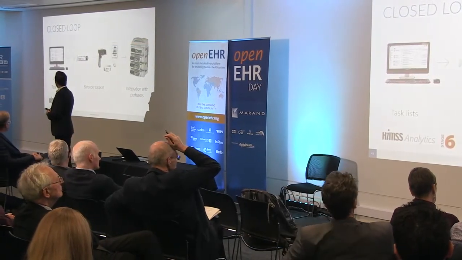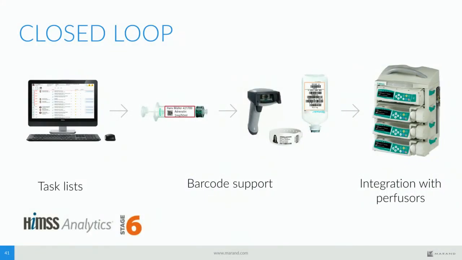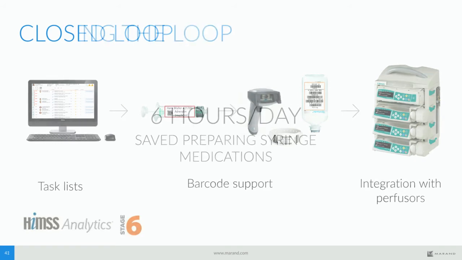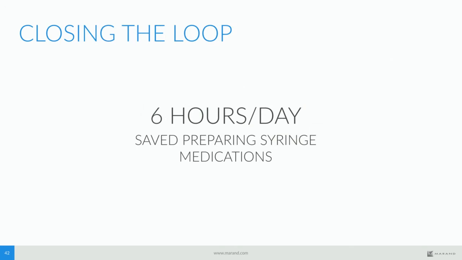And of course, with medication management, closing the loop is also very important. It can save a lot of time. It can prevent a lot of errors. And one of the things that we found out at the Children's Hospital is that we were actually able to save 6 hours a day when we implemented the ability to print out the labels for syringes and the ability for the nurses to actually scan those syringes at the bedside. Why? Because before that, they had to manually write the label for each syringe at the ICU, and they had about 200 syringes to prepare on a daily basis, and that just took 4 to 6 hours each day.